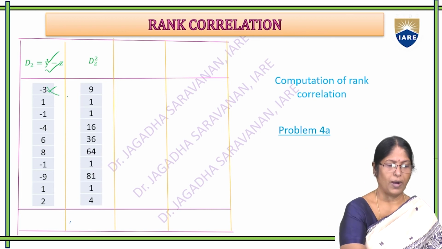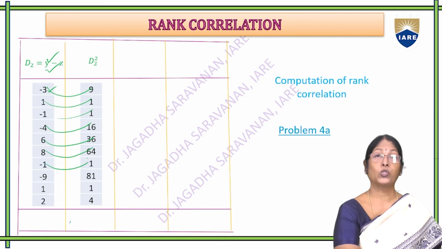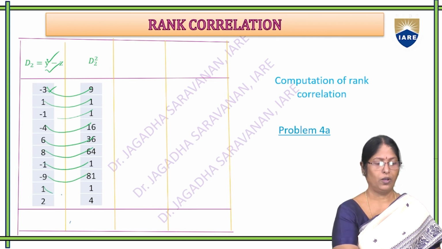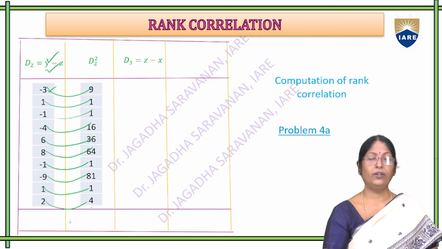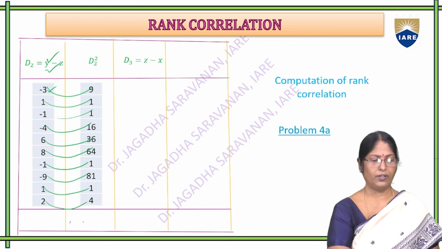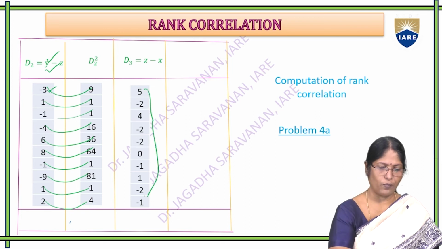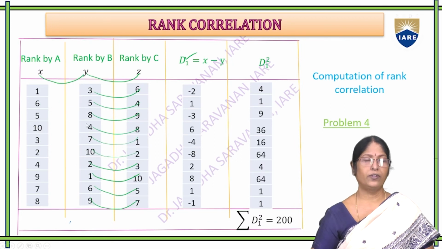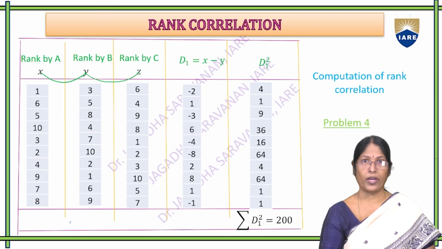Here we can see it. Minus 3 square, 1 square, minus 1 the whole square, minus 4 square, 6 square, 8 square, minus 1 the whole square, minus 9 square, 1 square, 2 square. Summation D2 square, we will see it. D3, it's nothing but Z minus X. In a similar way we did here. This difference we got, D1, we named it. This difference, Y and Z, we named as D2 and we did the square also.